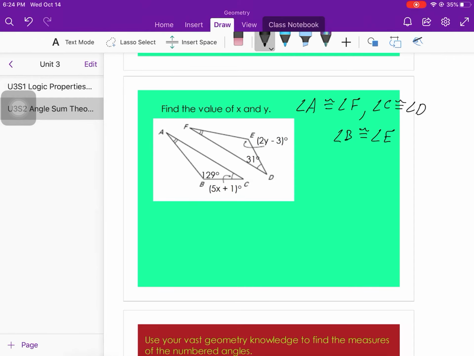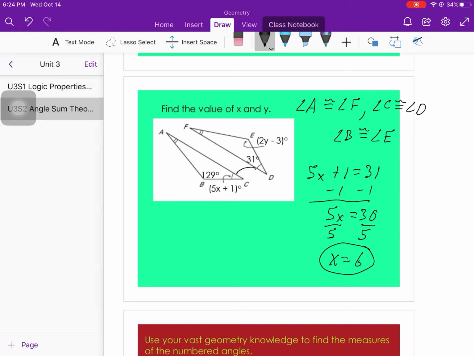So what we can do then to solve for x and y, we already know that C and D are congruent, so just set those equal to each other. 5x plus 1 equals 31. Subtract 1. We get 5x equals 30. I just took these two values and set them equal to each other. Divide by 5. X equals 6.